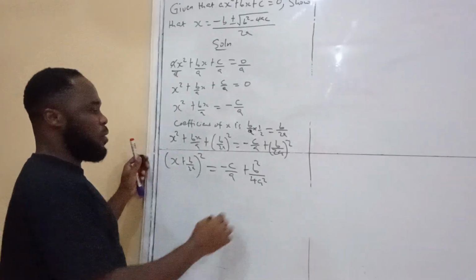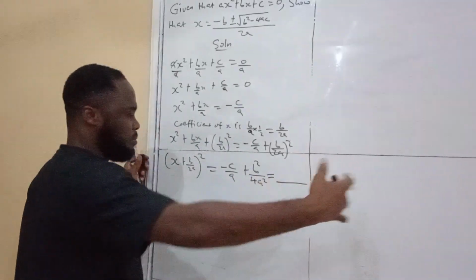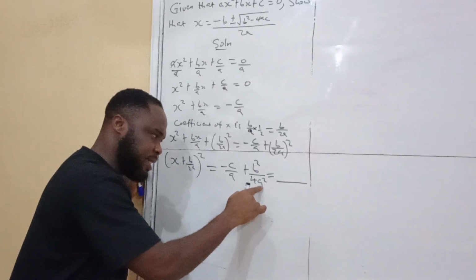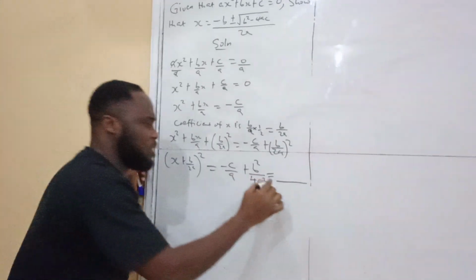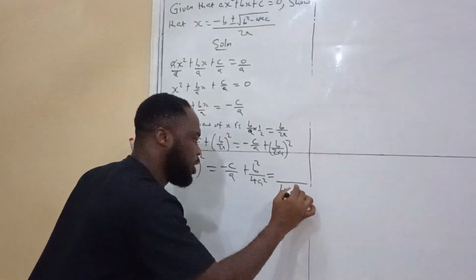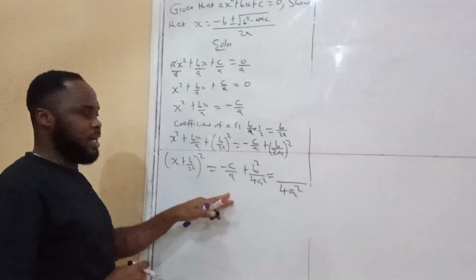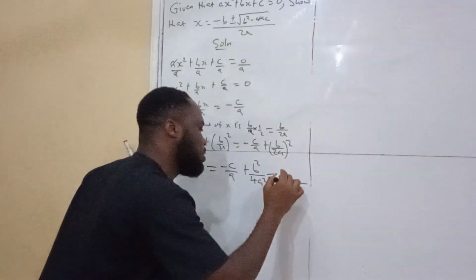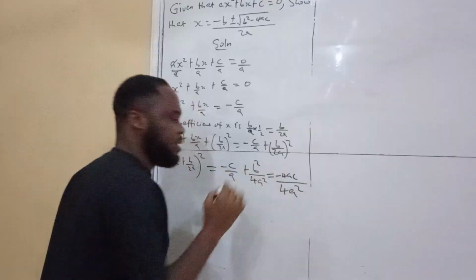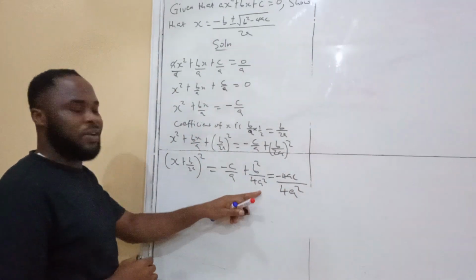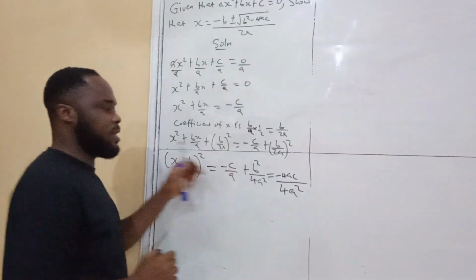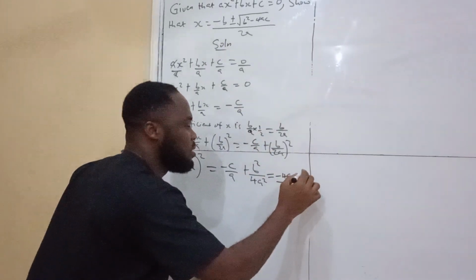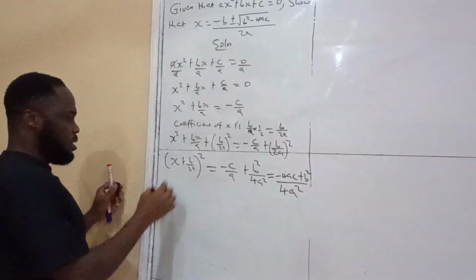The next is to find the LCM. The LCM between a and 4a squared is 4a squared, because inside this a squared, a is inside it, right? So the LCM is 4a squared. Now 4a squared divided by a is 4a. 4a multiplied by minus c, we shall have minus 4ac. Good. 4a squared divided by 4a squared is 1. 1 times b squared, we shall have b squared. So we continue.